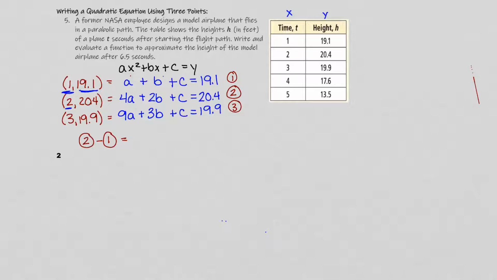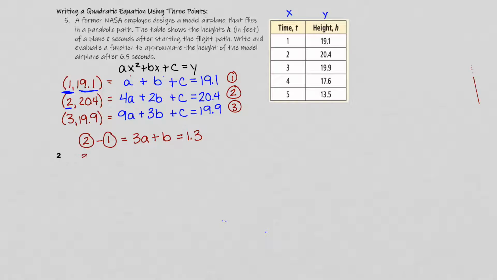So I have equation 2 is 4a minus a gives me 3a. 2b minus b is 1b, so I have plus b. And then I have c minus c is 0, so I don't need to write that. And then I have 20.4 minus 19.1 is 1.3. Okay? So there's one equation. I got rid of a variable. So let's do this again.